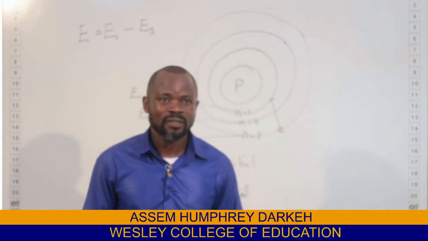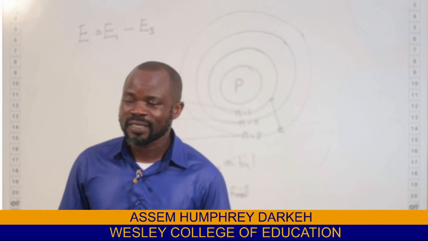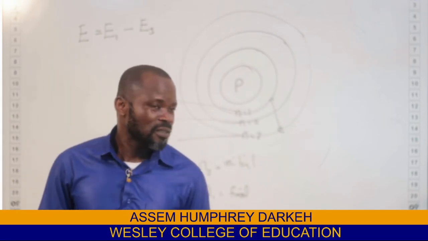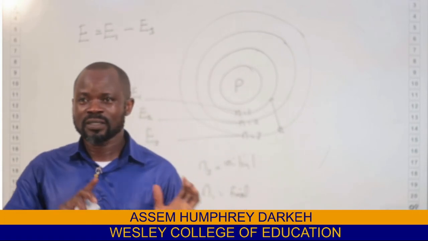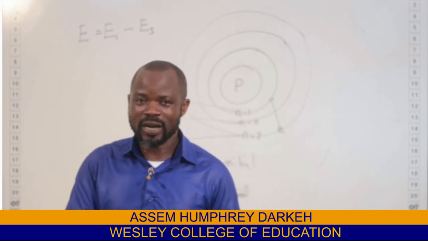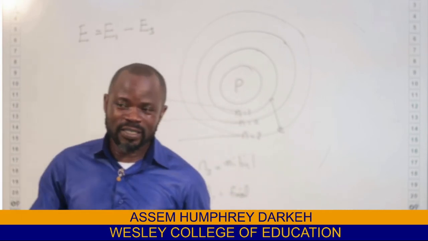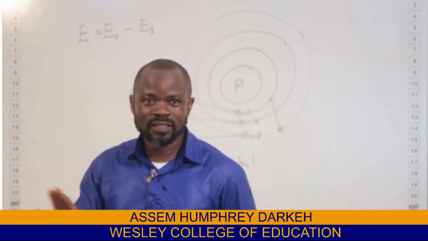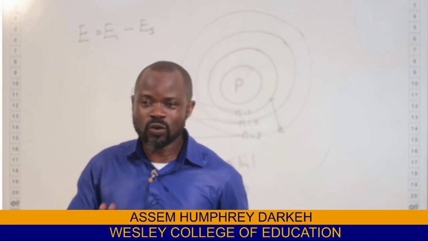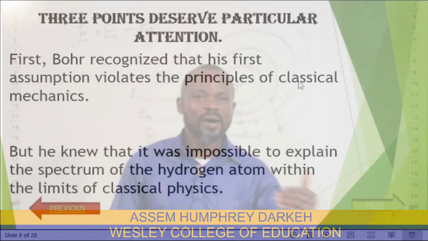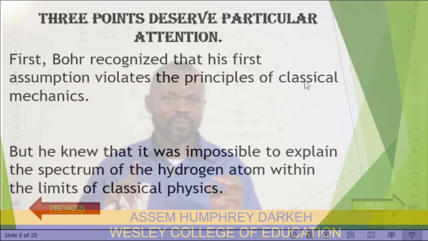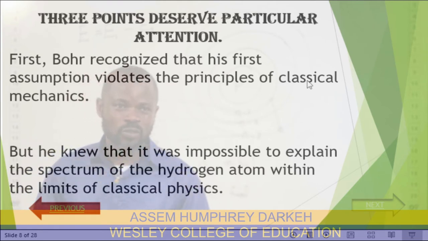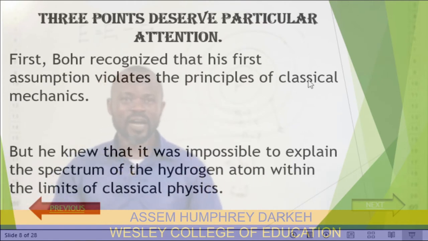Now, the first one is that Bohr recognized that his first assumption violates the principle of classical mechanics. And let me take time to explain what we mean here. In the physics world, we talk about classical and quantum. The classical physics deals with macro structures or macro materials or substances. Macro means bigger, so looking at movement of cars, aeroplanes, bicycles, trains, motorbikes, and other things like a football or tennis ball, they are macro. And physics describes the kind of mechanics that these things undergo as classical.